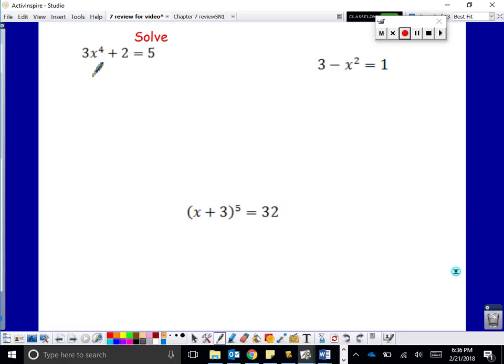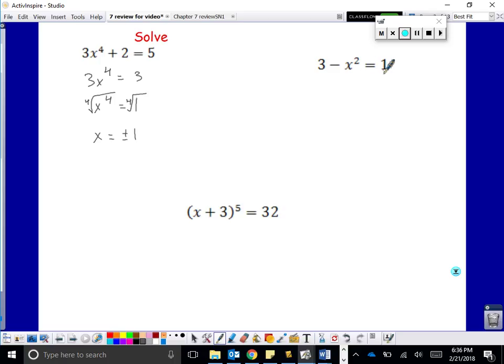So, here I've got 3x to the 4th. I'm going to move the 2 over. That is going to give me 3. I get x to the 4th is equal to 1 after I divide by 3. I take the 4th root of each side. Big thing here, since I'm taking the 4th root, just like with the square root, I'm going to say x is equal to plus or minus 1.